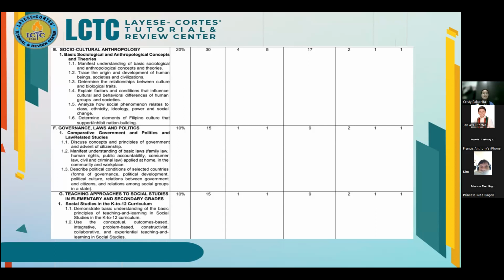The next is governance, laws, and politics. So naapod gid ni siya. So comparative government and politics and law-related studies. So there will be laws, kay di man ta mga law students. Okay? So basic knowledge about the governance, the laws and politics here in our nation, and the relate that to other nations around the globe. Okay, so discuss concepts and principles of government and advent of citizenship.